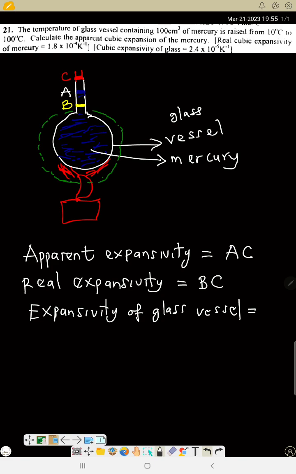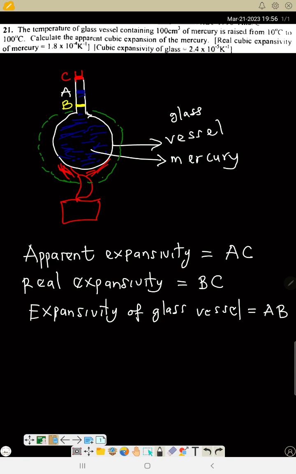So the expansion of the glass vessel is AB, because as the glass vessel expands, the level of the liquid reduces from A to B before rising from B to C. So B to C is now the real expansion, while the apparent expansion, what you can only see in real life, that is without considering the expansion of the glass vessel, will just be from A to C. That is the apparent expansion. But the expansion of the glass vessel is from A to B. That is when the liquid reduces.